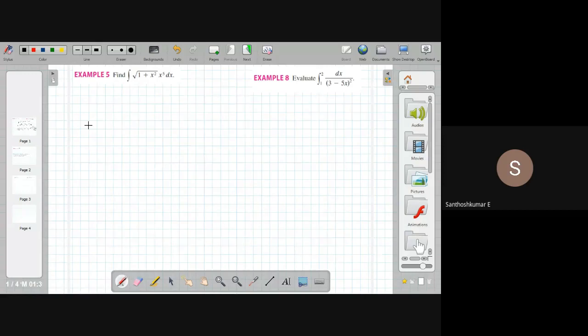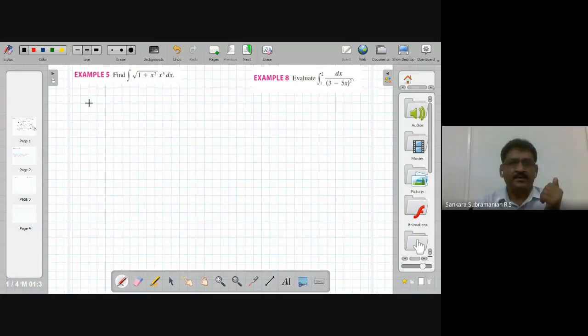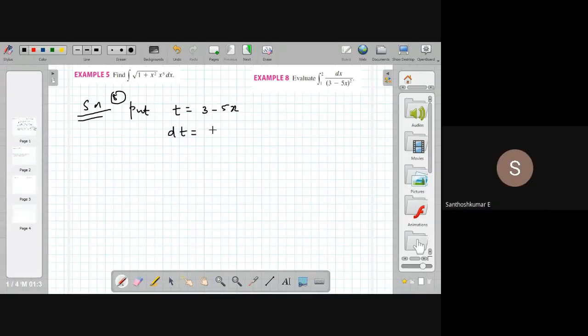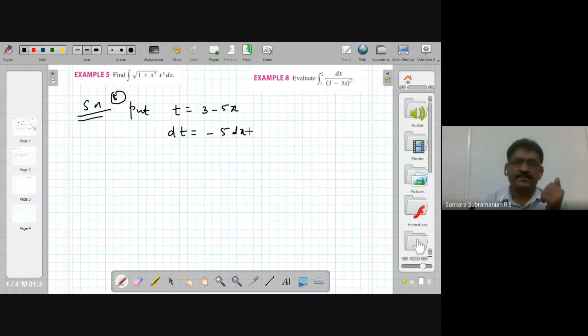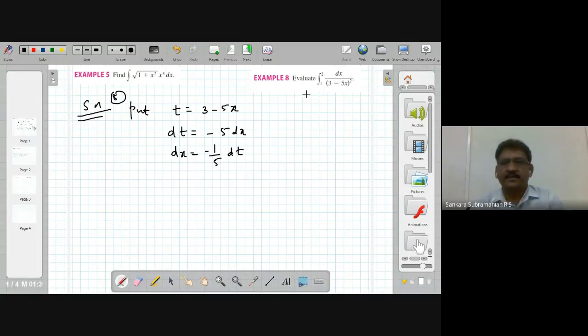So 3 minus 5x on the unit class. Okay, solution. This is for problem number 8. Put t equal to 3 minus 5x. So what about dt? dt equal to 0 minus 5 into dx. So dx can be written as minus 1 by 5 times dt.